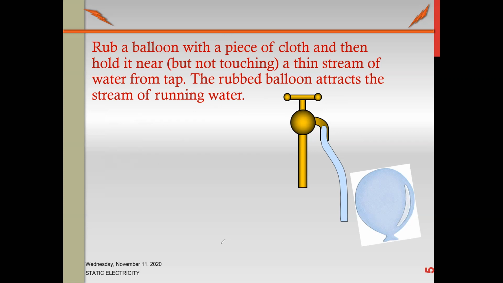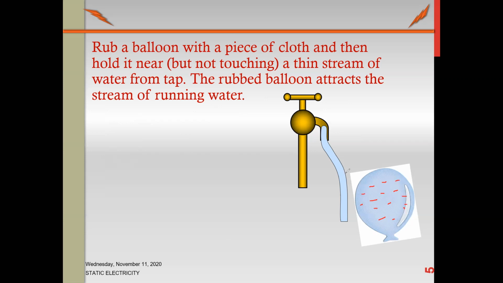So why doesn't it repel? It is repelled, but because you have a greater amount of negative charge here, there is a greater attraction. That's why the net movement is towards the balloon, because it has more negative charges.